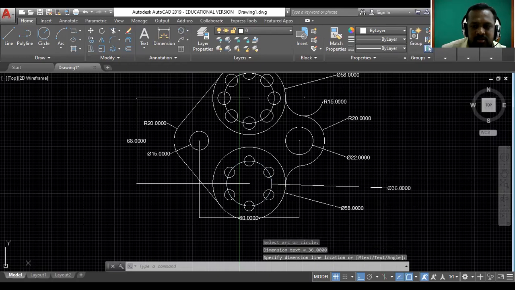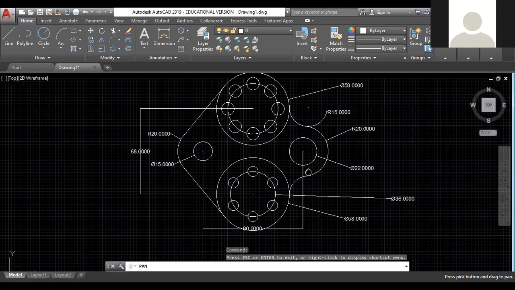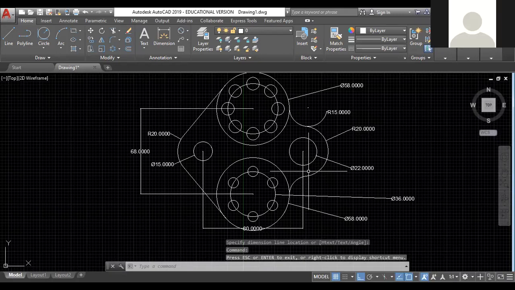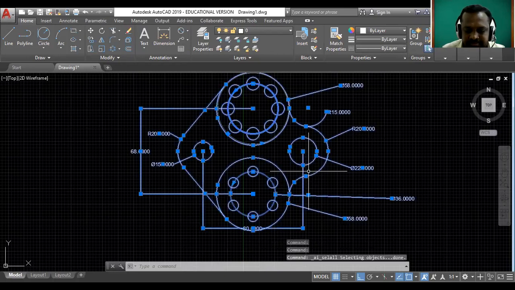Okay, so understood? Yes, sir. So in this way, you have to draw this figure with the help of that. Okay, so we'll take next example. Again, a complicated example I will take here.